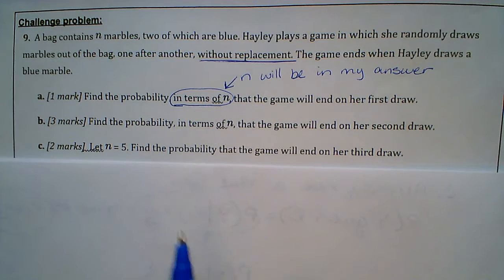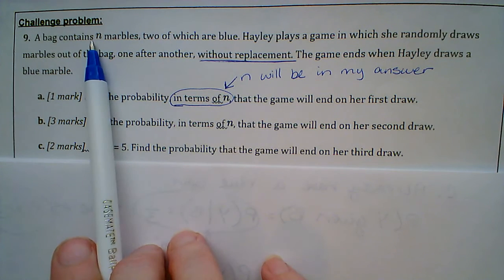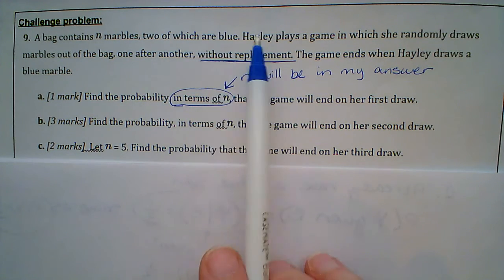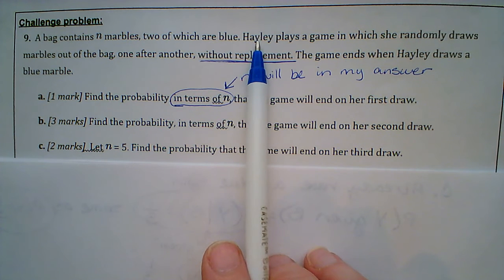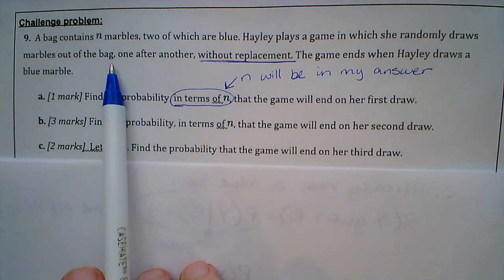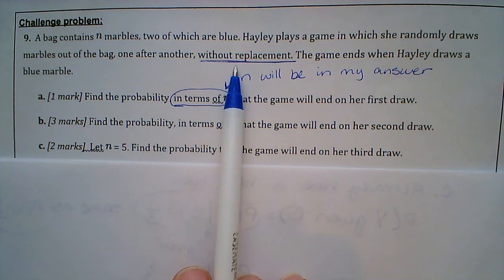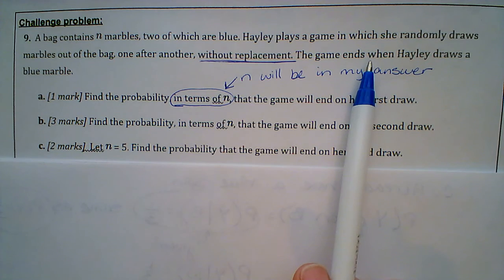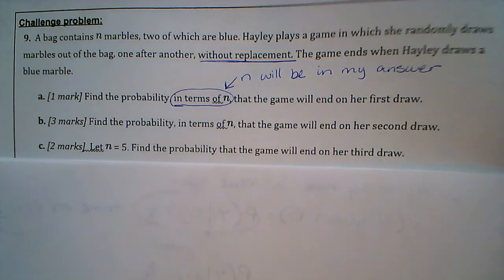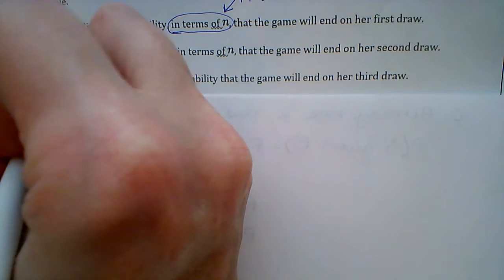So if we remember, we've got a total of n marbles. 2 of them are blue. We've got our friend Haley here playing a game where she randomly draws marbles out of the bag, one at a time, without replacing. And the game ends when she draws a blue marble. So everything stops once we get a blue marble. All right, so let's look at part C.